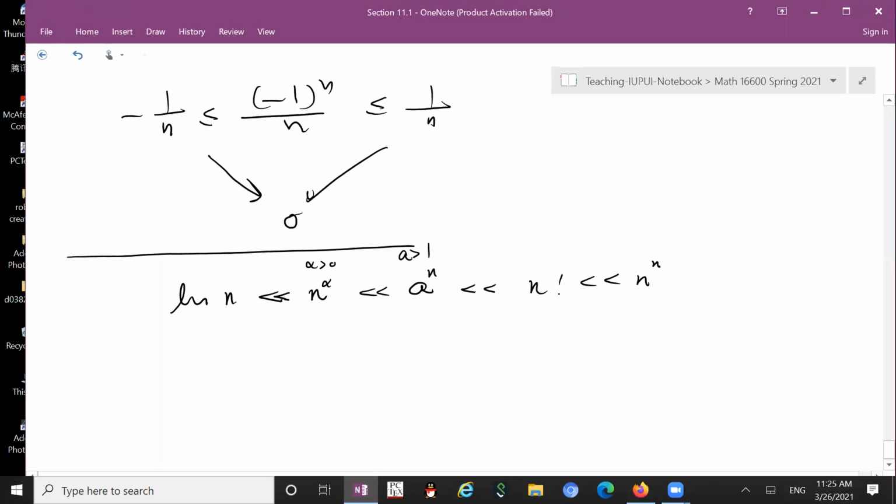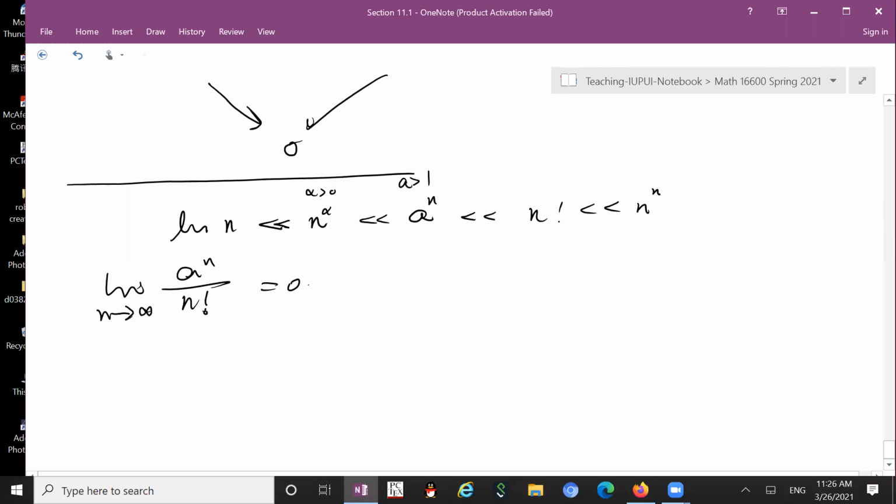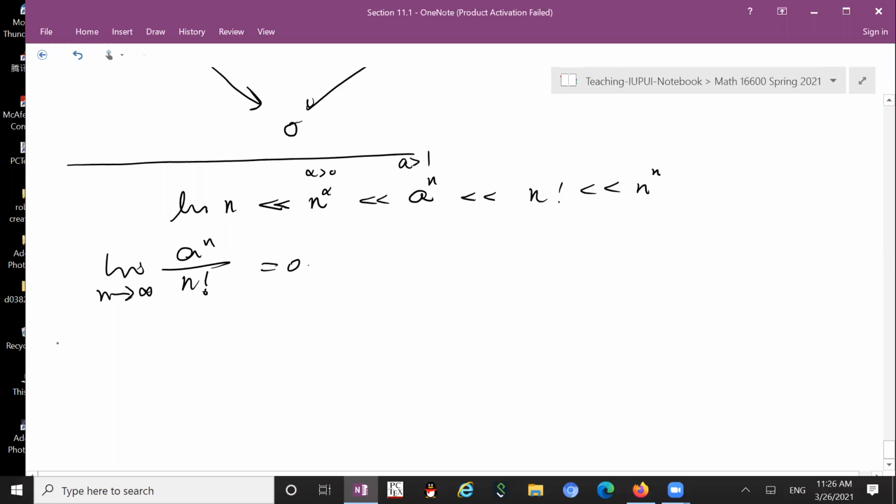So my conclusion is the limit of a to the n over n factorial should be equal to 0, because a to the n grows much slower than n factorial. Now, how do you see that? I just gave you this fact, but you have to give a proof.